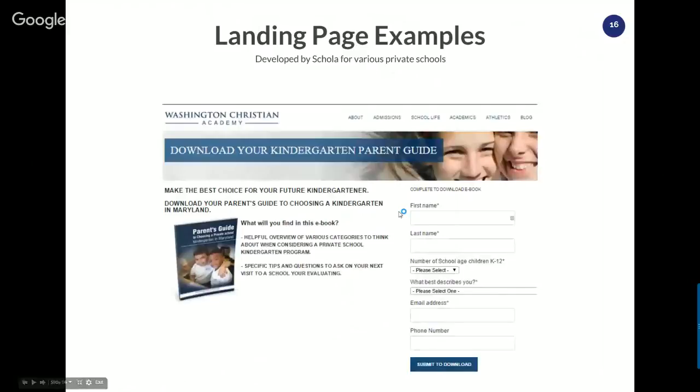Landing pages. A landing page is a web page with a form, so the user can get what you promise once they click the CTA.